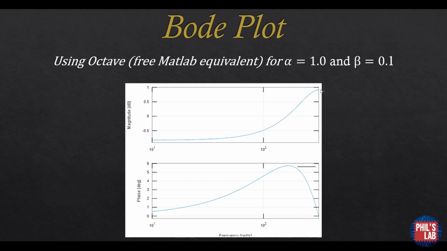So we have some sort of, looks like a high pass filter in a way. And then we also have the phase response here. And notice the units, this is in decibels, and the phase is in degrees, and the frequency is plotted in radians per second. So let's go over to Octave, and there's actually an online version, and I'll show you how to plot this.